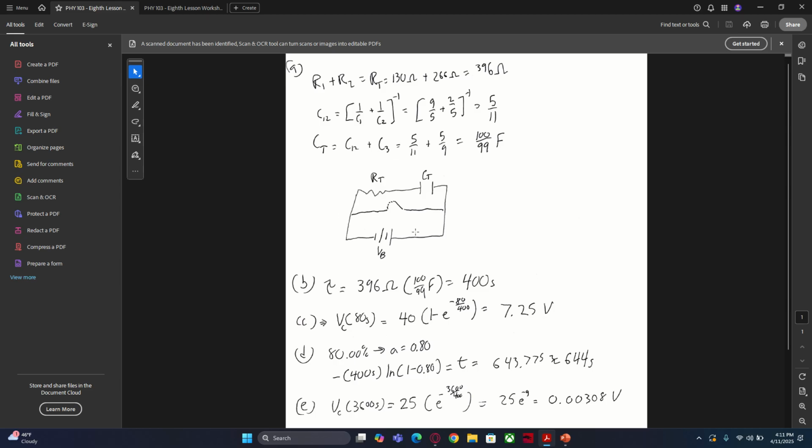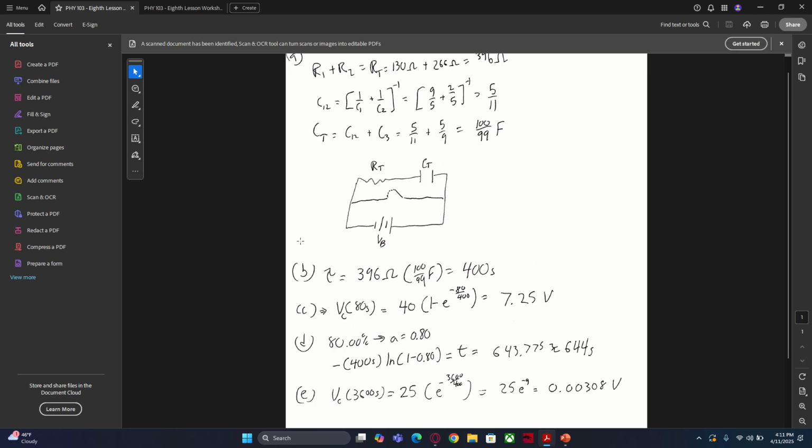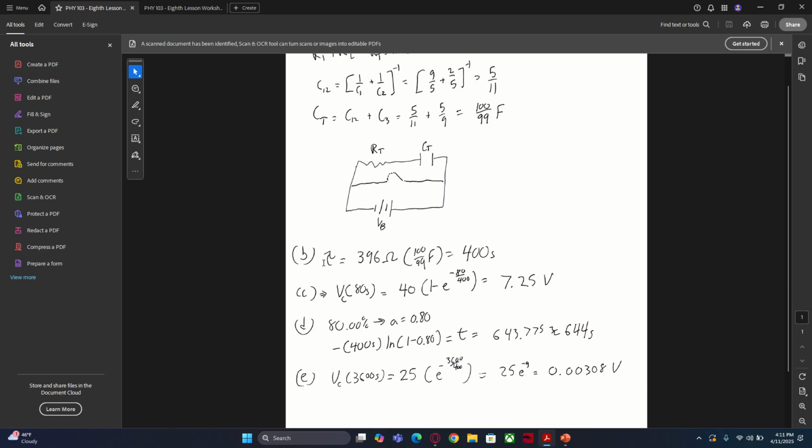And to draw that, basically just redrawing our entire sketch, but now having our RT as our single resistor and CT as our single capacitor. Now that we have that bit of information, the time constant tau will just be our simplified resistor, 396 ohms, multiplied by our simplified capacitor, the capacitance of which equals 100 over 99 farads. And this becomes 400, and an ohm times a farad is a second. So our time constant is 400 seconds.